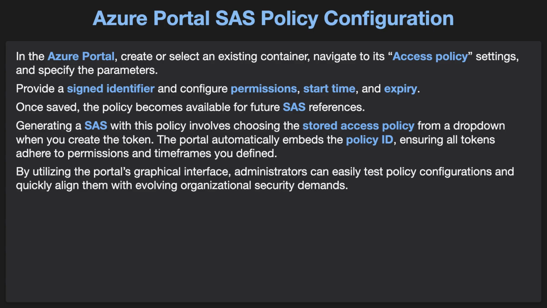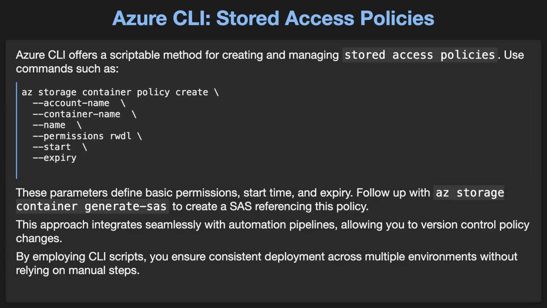Generating a SAS with this policy involves choosing the stored access policy from a dropdown when you create the token. The portal automatically embeds the policy ID, ensuring all tokens adhere to permissions and timeframes you defined. By utilizing the portal's graphical interface, administrators can easily test policy configurations and quickly align them with evolving organizational security demands. Azure CLI offers a scriptable method for creating and managing stored access policies.